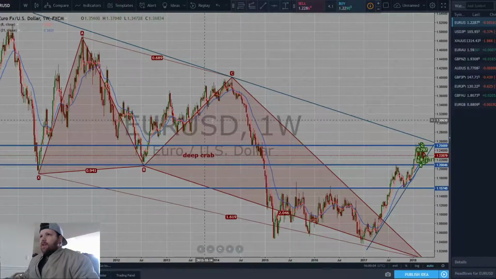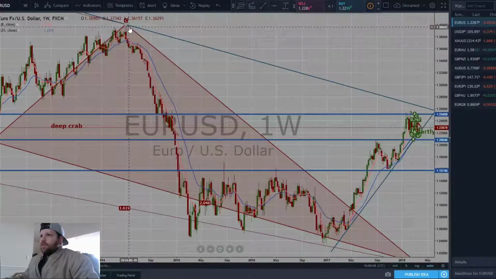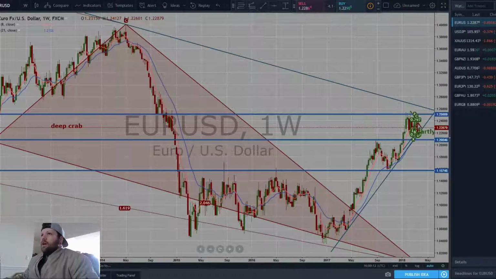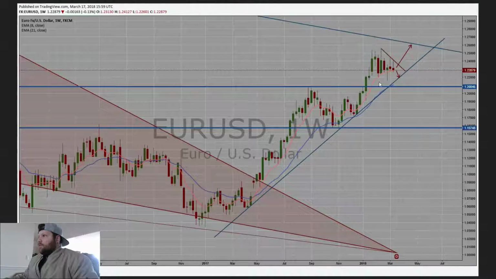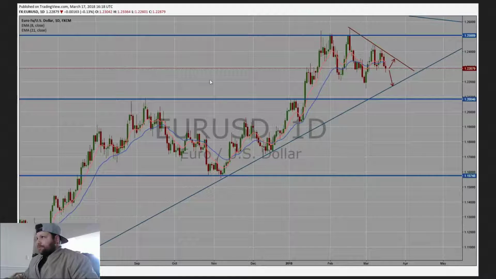There's a deep crab pattern right there that is drawn, that is still valid until this level up here, which is all the way at 1.4. Until that level is broken, this will still be valid. But back to the weekly time frame. That's what we're looking at on the weekly time frame. Let's go ahead and drop down to the daily.